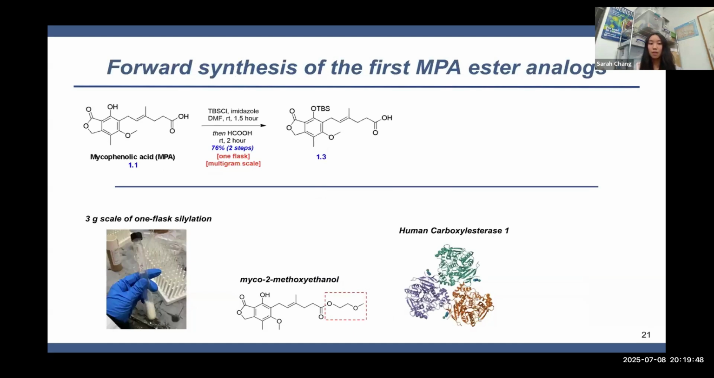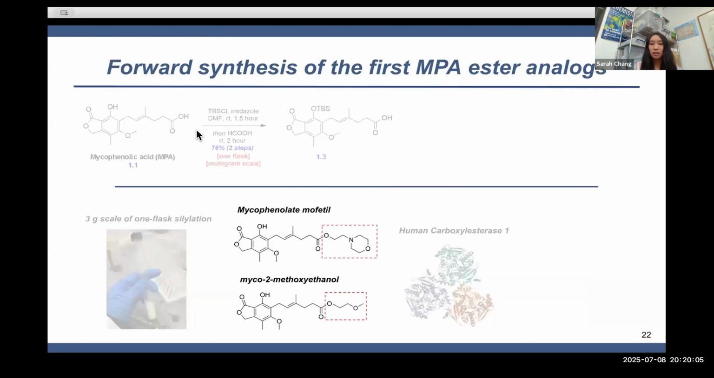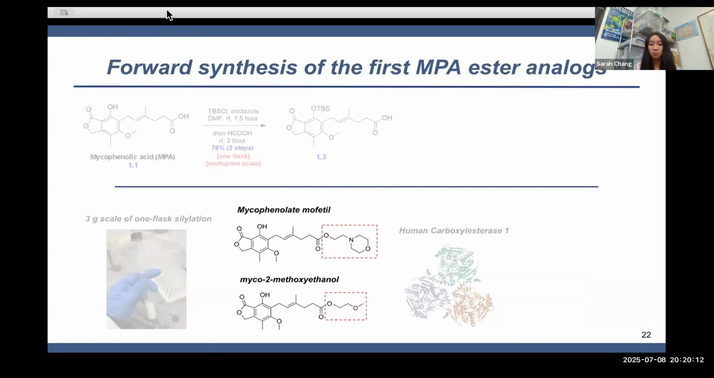With this mono-siloxy MPA in hand, we synthesize our first MPA ester analog, 2-methoxyethanol, and we predict that human carboxyl esterase 1 will be most selective towards this analog due to its relatively larger acyl group and smaller ester group. This analog is composed of the same starting material as mycophenolate mofetil, but the ester functionalities differ.